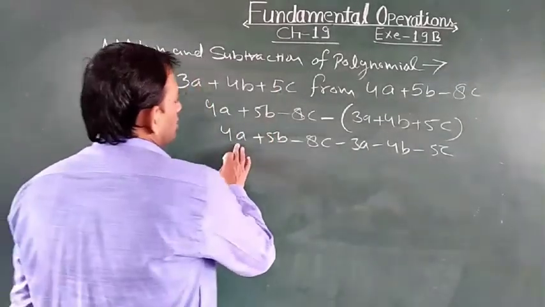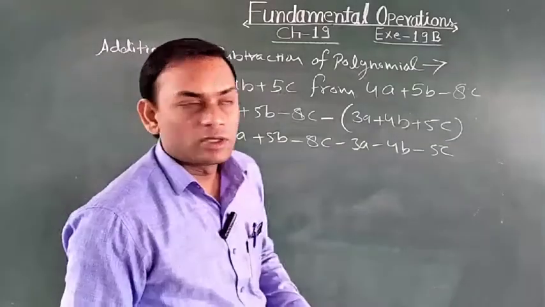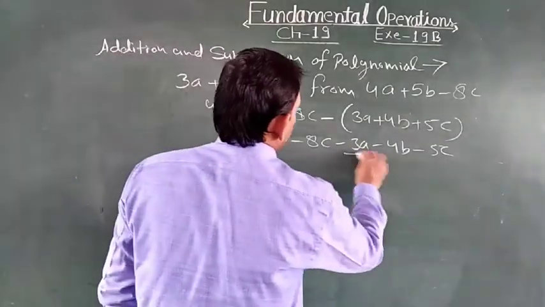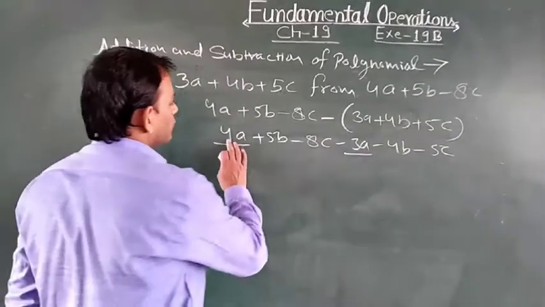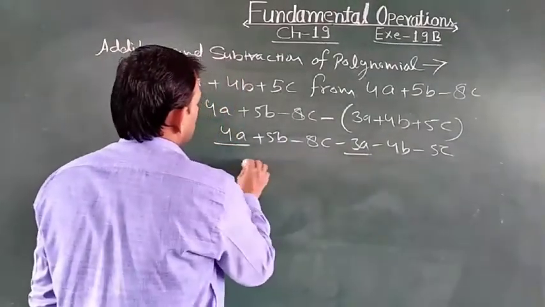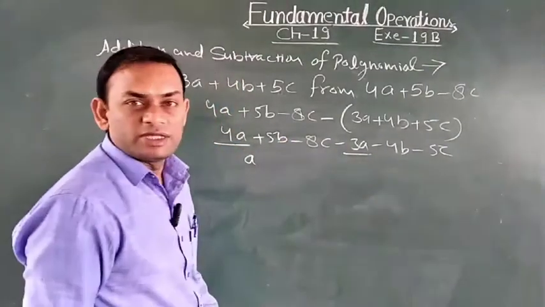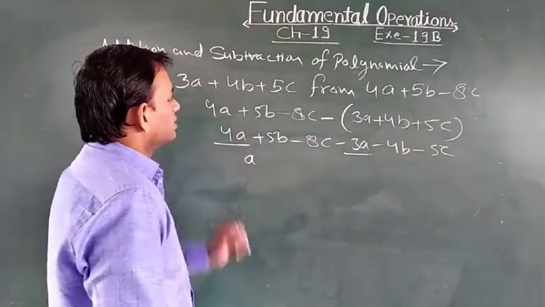Got it? Now again the same thing we have to do. 4a and 3a are like terms, so 4a and minus 3a, only a will be left: 4a minus 3a is a.